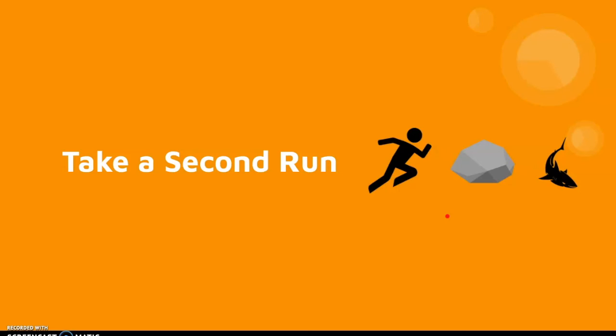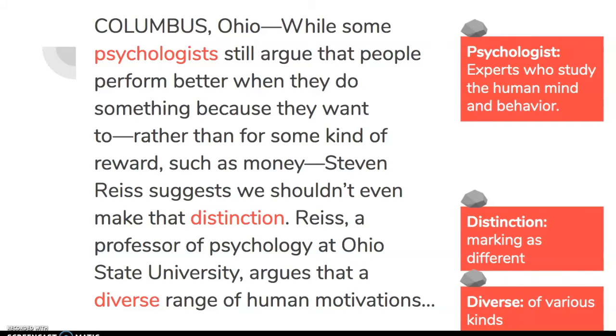Alright, that was our last slide, so now we're going to take a second run at this. I'm going to go through these slides, and they'll have all of our notes on them, and hopefully we'll be able to make better sense of it now that we read it as a whole, instead of stopping every 3 seconds to define a word. So let's begin. Columbus, Ohio.